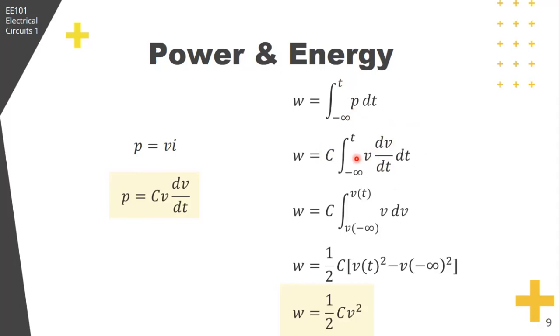Then the voltage varies in time, so we'll integrate this, and the dt cancels. So v dv from negative infinity to the voltage at t. The integral of v is 1/2 v squared, from calculus. So we have v(t) squared minus v at negative infinity squared, and we know that this one is 0, as we discussed earlier. Then the energy stored in the capacitor is equal to 1/2 C times v squared.